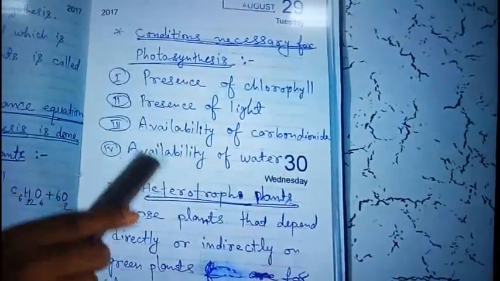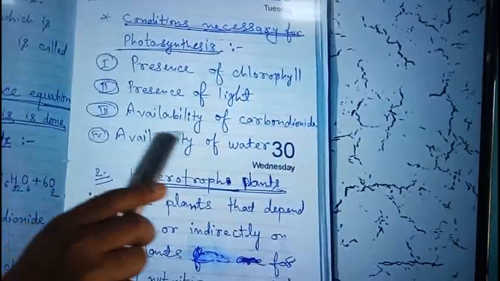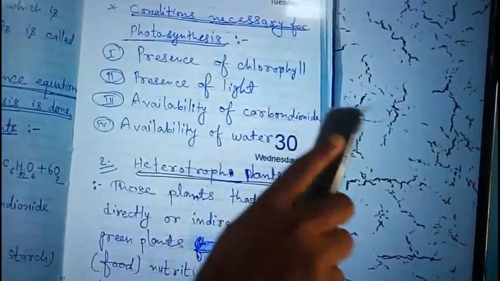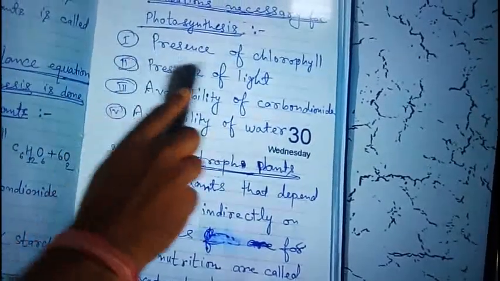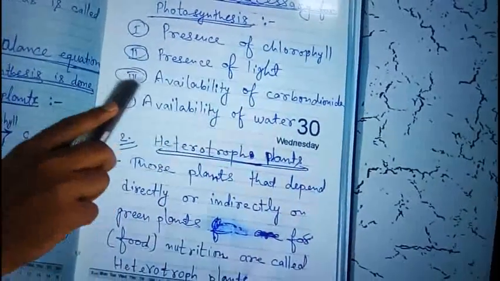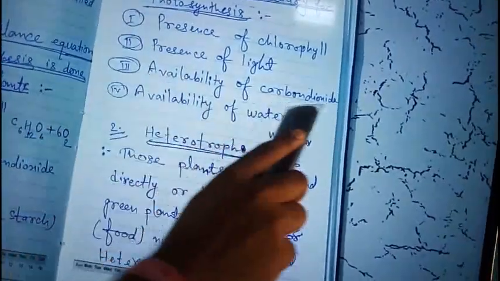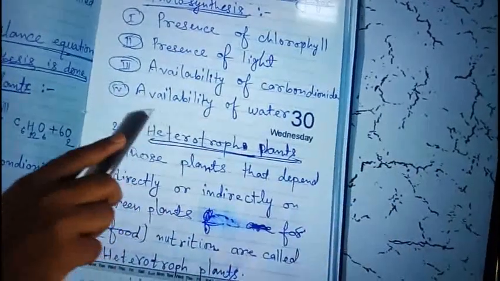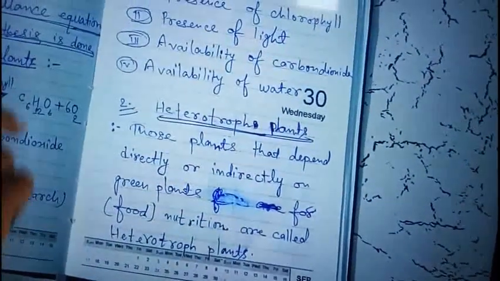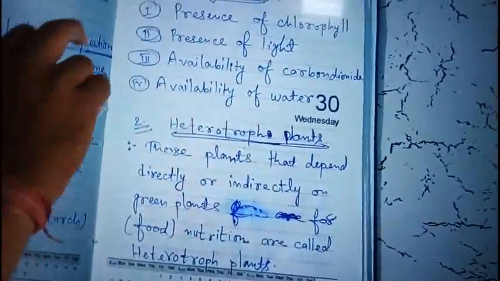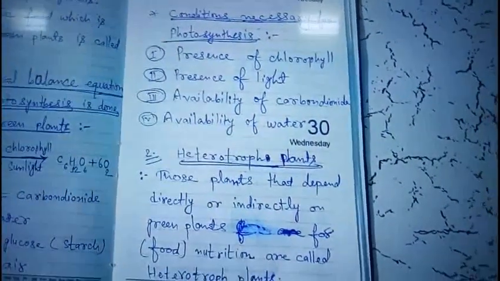Conditions necessary for photosynthesis: while green plants do photosynthesis, there are some conditions required. The first is the presence of chlorophyll. Next, presence of light. Next, availability of carbon dioxide. And last, availability of water. These are the four necessary conditions that make photosynthesis possible in green plants.